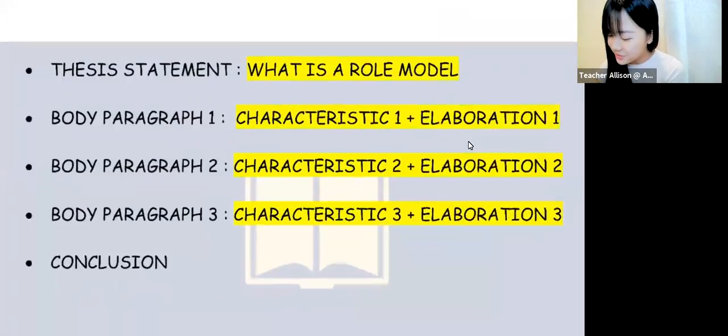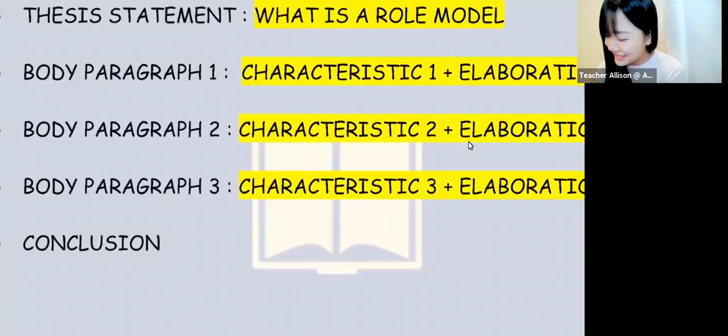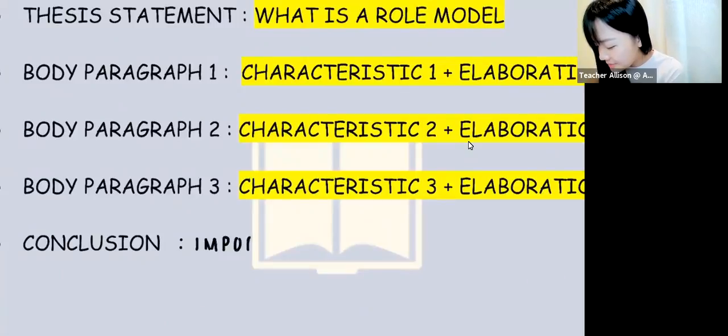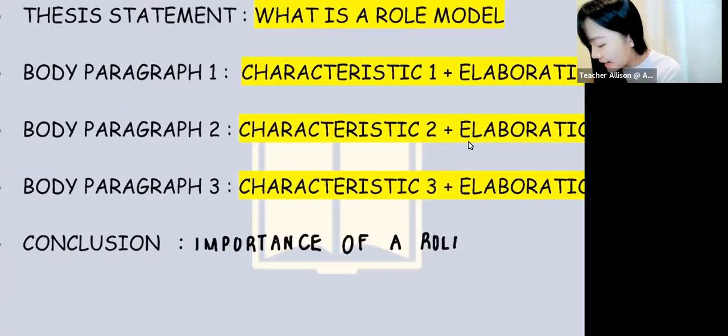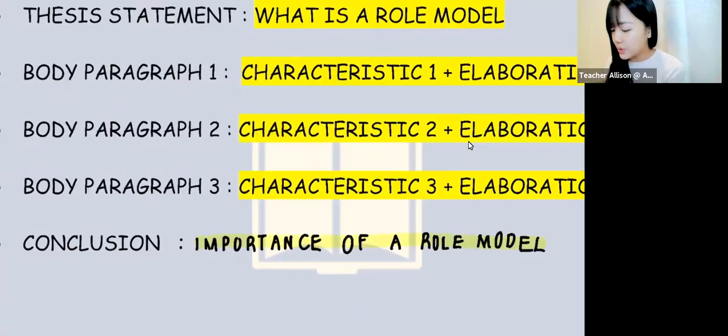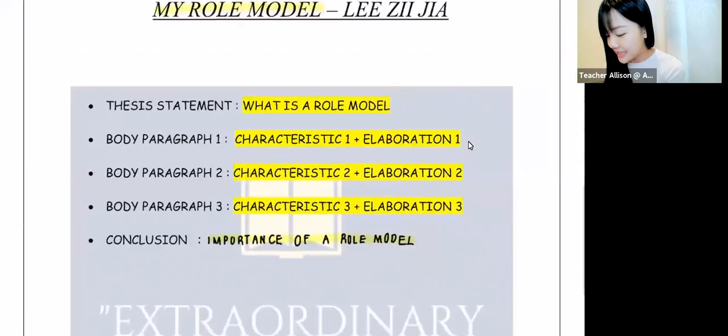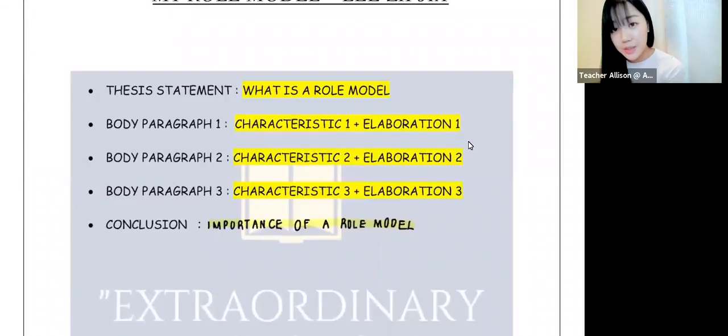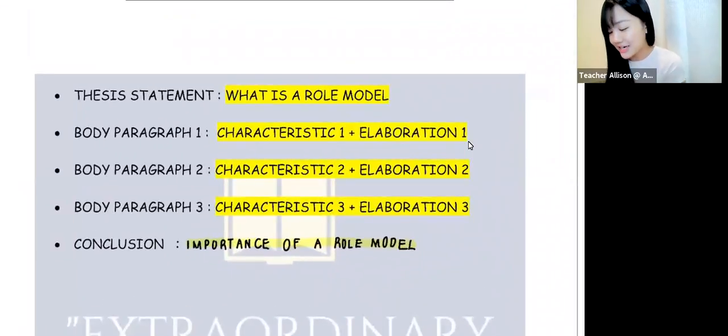Please do not mind my handwriting. It's not the best handwriting, but if it's readable, I think that's the most important thing. For the conclusion, we can make a simple conclusion on the importance of a role model in our lives, and how it affects us to become a better individual. And disclaimer, you can write about anyone you want to be your role model. This is just a simple example. So everyone, you can jot this down in your essay book. And right now, let's move on.